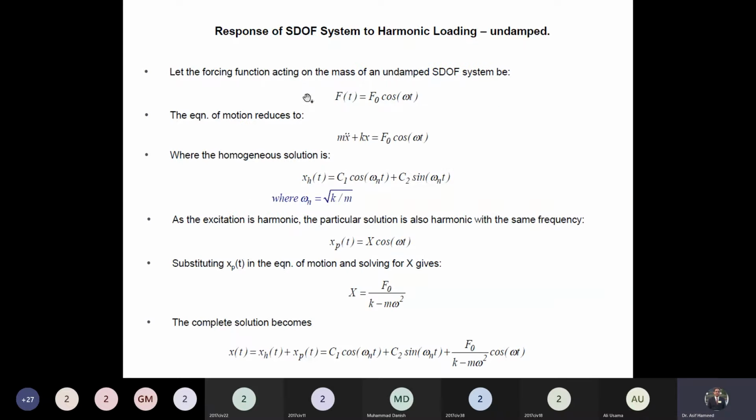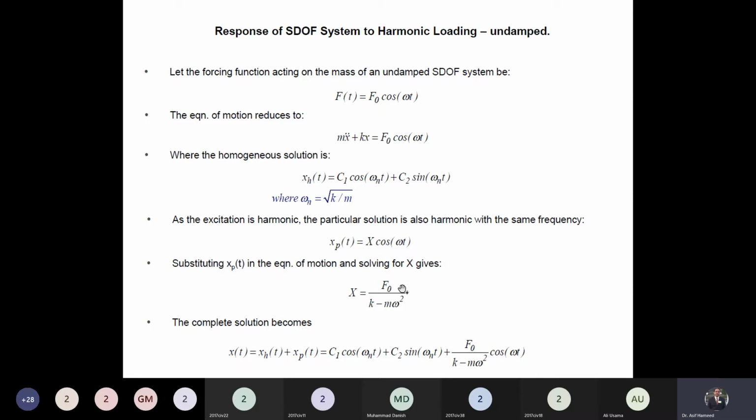And the first topic we discussed was the response of the single degree of freedom system because of harmonic loading when the system is undamped. So this is the loading, this is the equation of motion, the system is undamped, damping factor is equal to 0. So there is no damping force here. This is the free vibration response. Already we have derived this equation. Loading is harmonic. The response is also harmonic. And then we can find out the value of capital X.